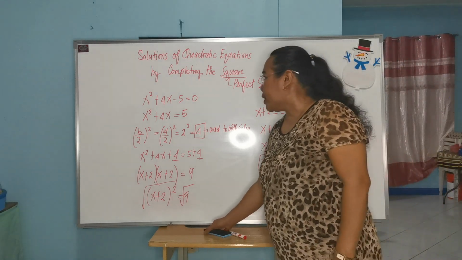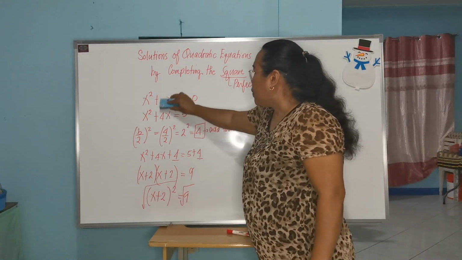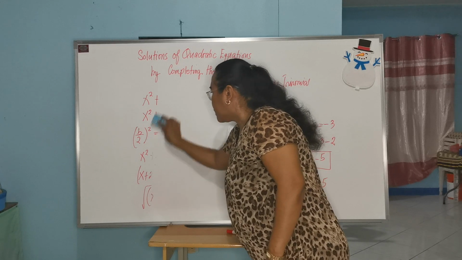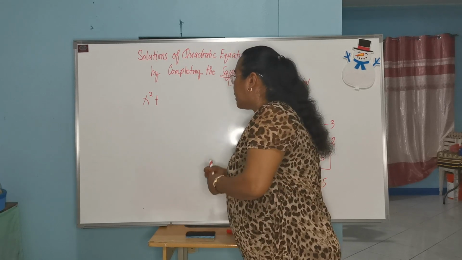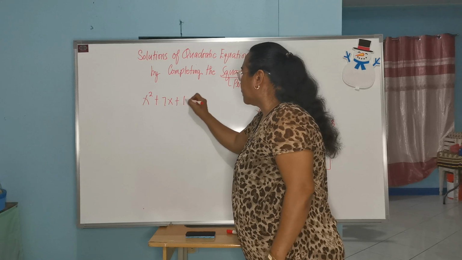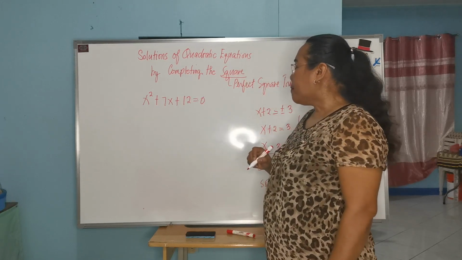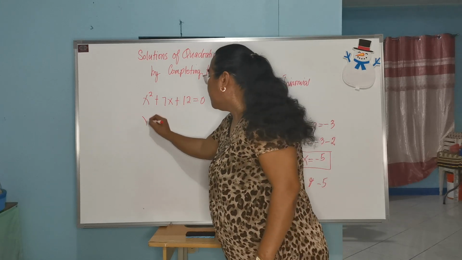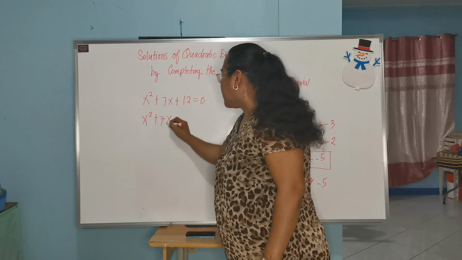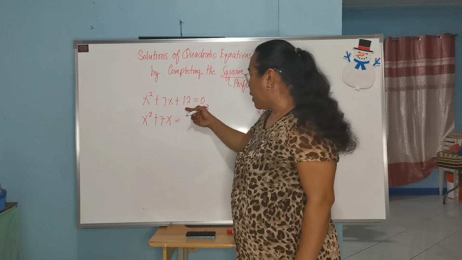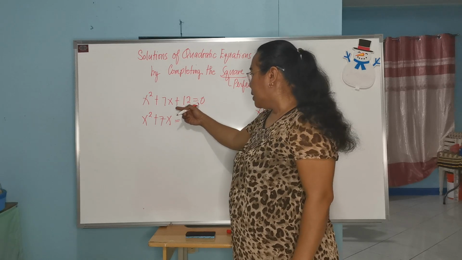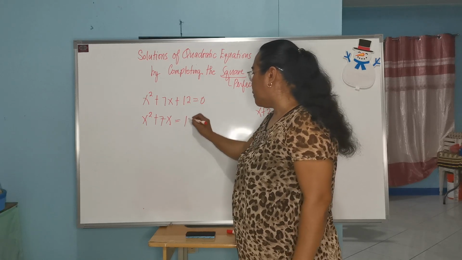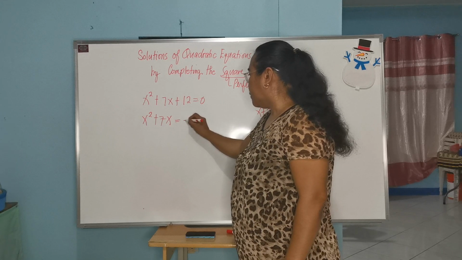So shall we take another example? How about if we have x squared plus 7x plus 12 is equal to 0. The same process, we need to separate the terms with our variable x and our constant. So we have x squared plus 7x is equal to, this is a positive 12, so we need to subtract both sides by 12. So positive 12 minus 12 will be 0, and 0 minus 12 will give us negative 12.